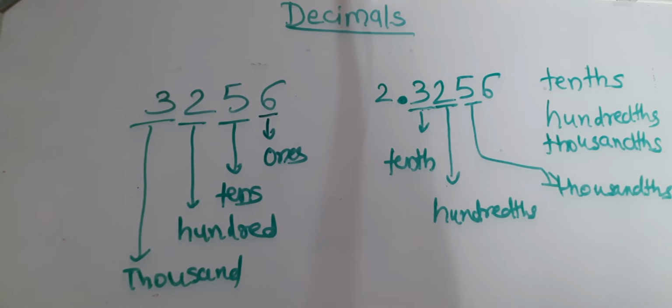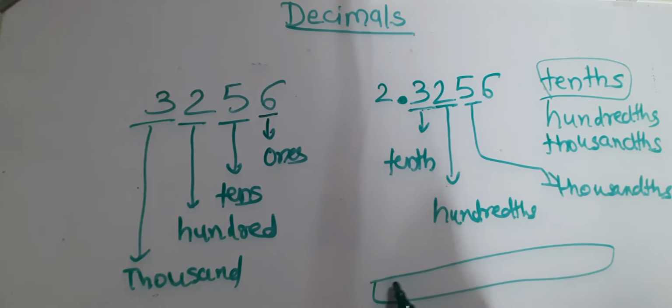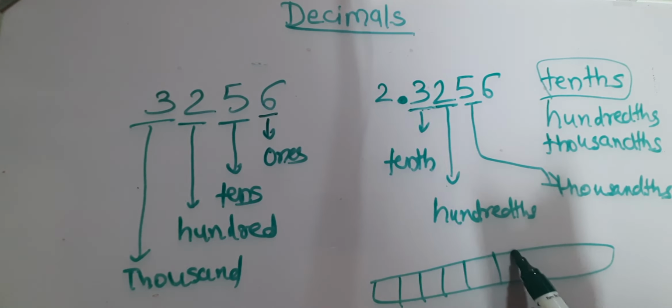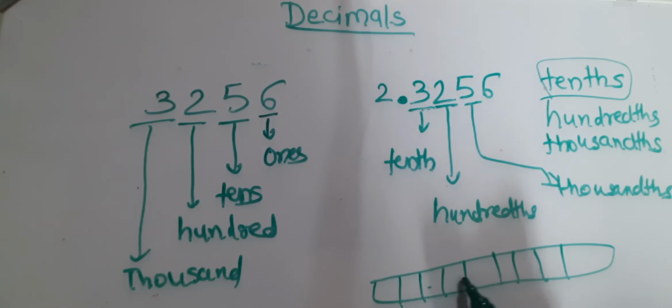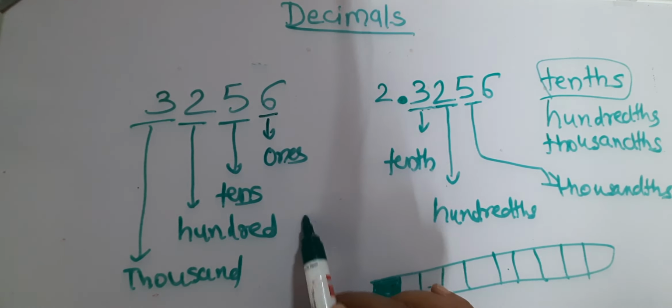Now what are tenths? When we divide 1 into 10 equal parts, this is one complete strip. If I am dividing it into 1, 2, 3, 4, 5, 6, 7, 8, 9 and 10 equal parts, then each part, right? Suppose I have to write the shaded part of the strip in fraction. How will I write it? 1/10, total parts are 10 and one part is shaded, so 1/10.